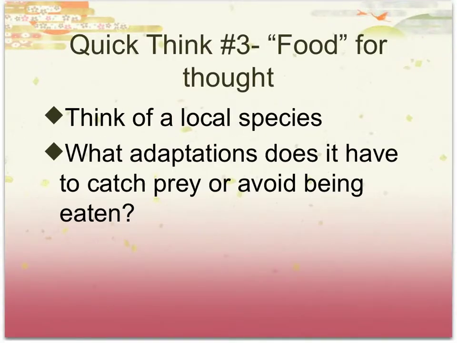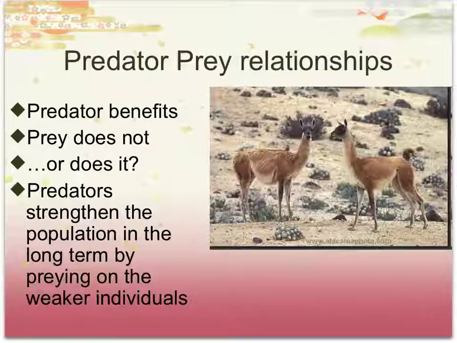All right, quick thing number 3 is a little food for thought. Think of a local species. This could be one that maybe you did your endangered species presentation or poster on. And I want you to think of the adaptations that help it to either catch its prey or avoid being eaten, and list those for me.